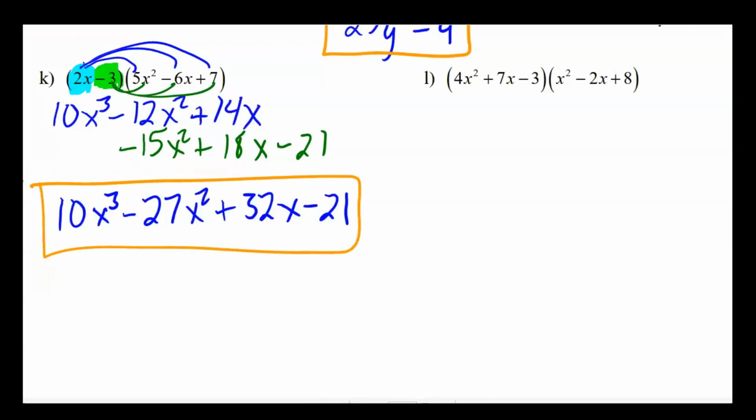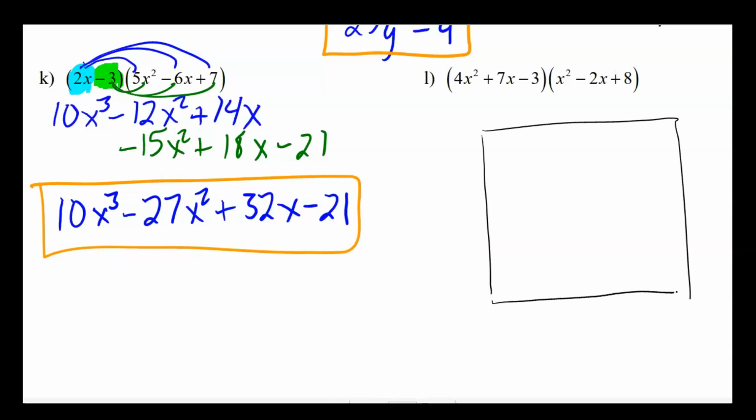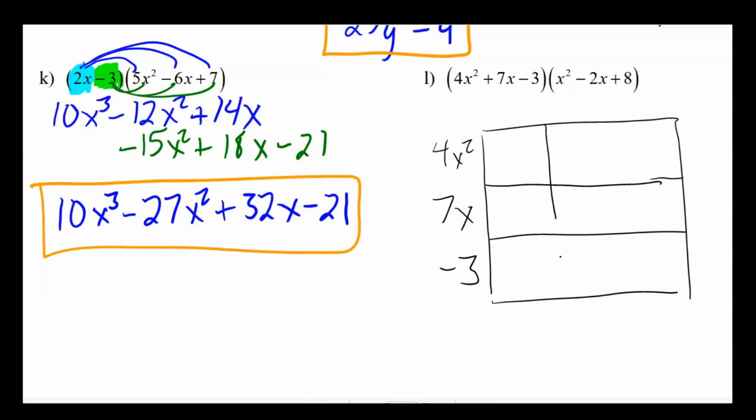All right. On the next one, it is a 3-by-3 set. So a giant box, a 3-by-3 box. I need 3 rows for my 4x squared, 7x, minus 3. And I need 3 columns for x squared, minus 2x, and 8. So one polynomial down the side, the other polynomial across the top, and basically one box for each number, okay? Then I just multiply into each box.